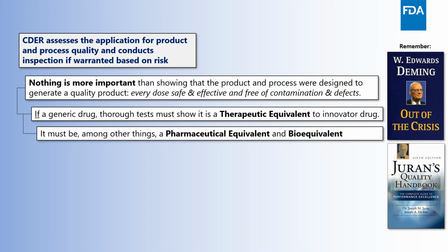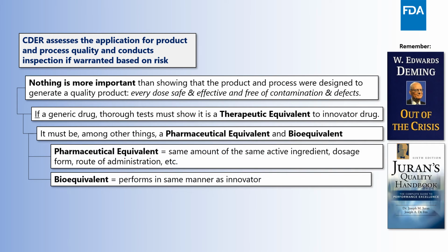If the application is for a generic drug, then thorough tests must show it is a therapeutic equivalent to the innovator drug, meaning that it can be expected to have equal effect and no difference when substituted for the brand name product. To be a therapeutic equivalent, it must be, among other things, a pharmaceutical equivalent and bioequivalent. Pharmaceutical equivalent means having the same amount of the same active ingredient, dosage form, route of administration, etc. Bioequivalent means performing in the same manner.